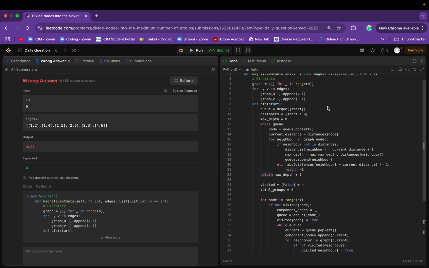So for the runtime complexity here, this is going to be a big O of n plus m solution because, of course, to perform the BFS for each node, that would be a big O of n plus m solution. N would be the number of nodes, and m would be the number of edges. And since each node and each edge is processed a constant number of times, that would be a big O of m plus n operation.